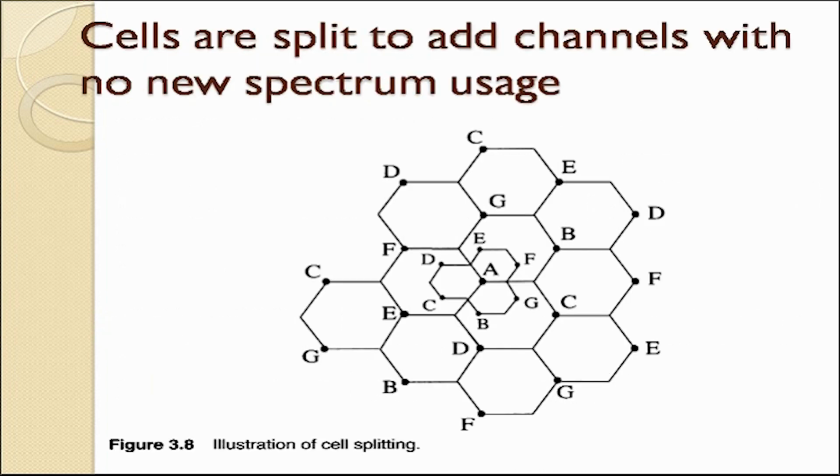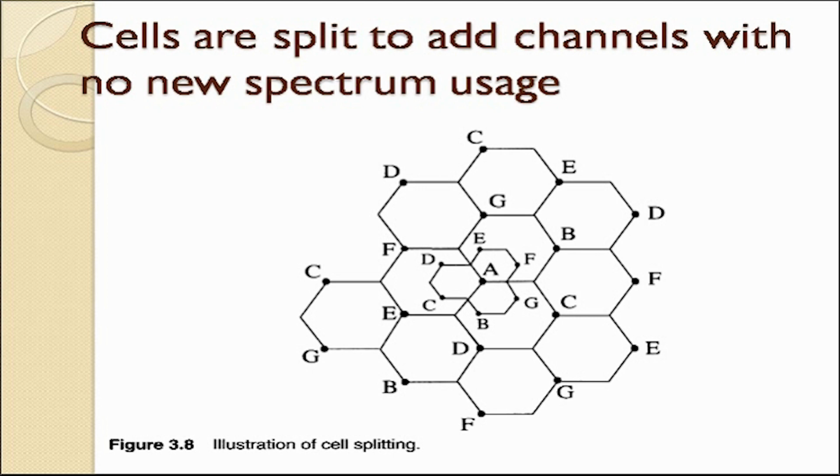Cells are split to add channels with no new spectrum usage. This figure clearly explains how a cell is divided into a number of smaller cells. Here I consider the center cell denoted as A. The cell A is again subdivided into smaller cells. This is the general concept of cell splitting. The original base station A has been surrounded by 6 new microcells.